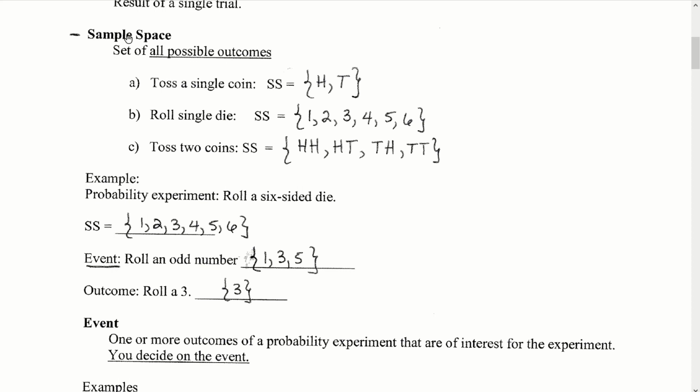Notice that when we talk about a sample space, properly speaking, it is a set. So we should be using set notation for this, which is braces, and then the individual elements of the set are listed separated by commas.